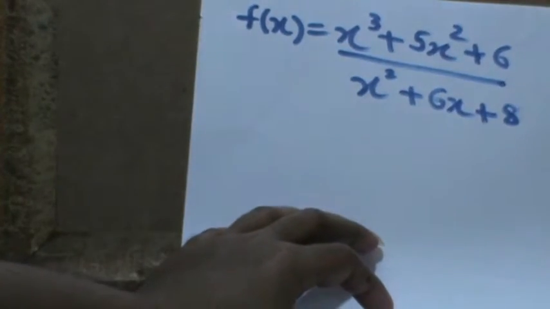Alright, so in this video I'll be talking about two examples in which vertical asymptotes have to be found. My first example will be a function like this: f(x) equals x cubed plus 5x squared plus 6 divided by x squared plus 6x plus 8. Right? x squared plus 6x plus 8.